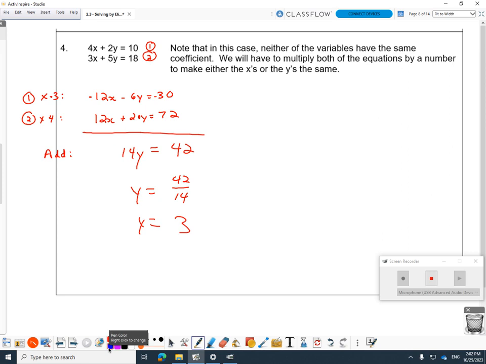Take the y and sub it back in. I don't think there's an easier one. Draw the arrow, though. It'll really help you to remember what you have to do. Take the y and put it right in there. Sub y, sub.